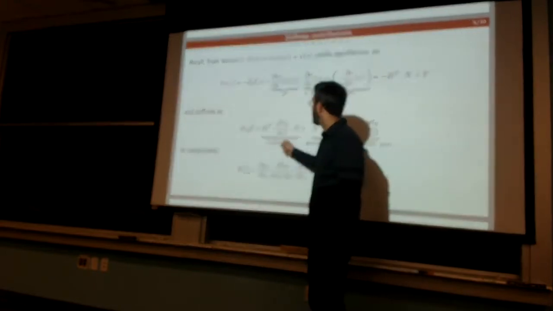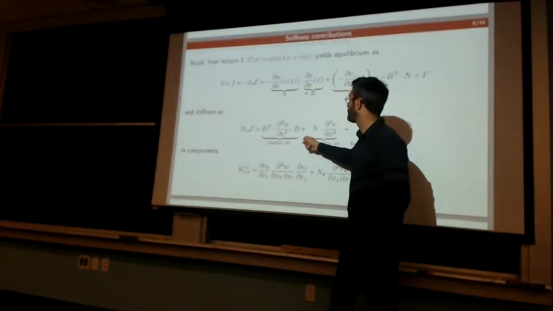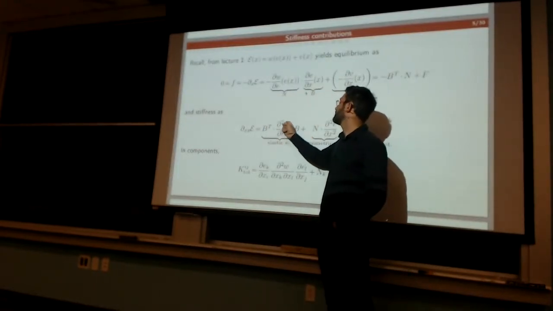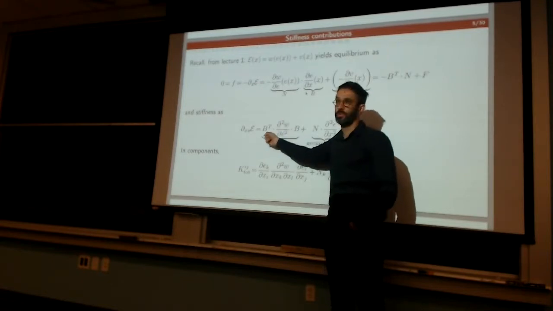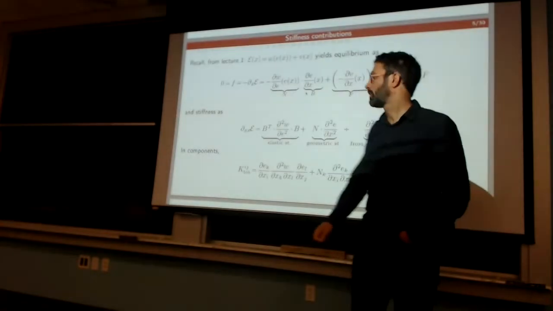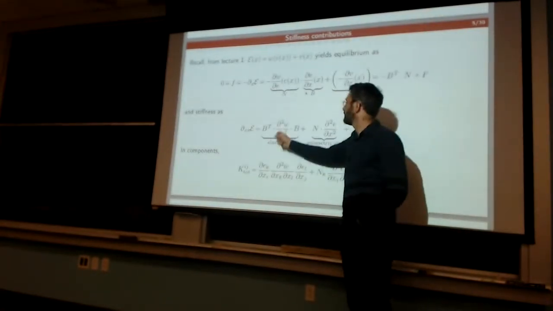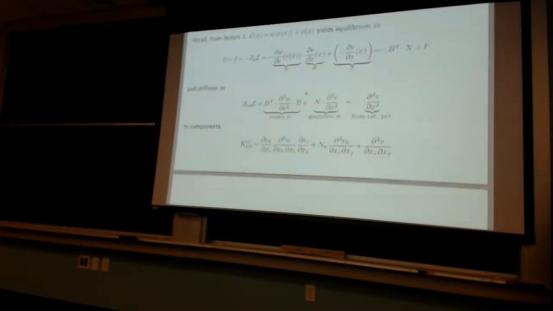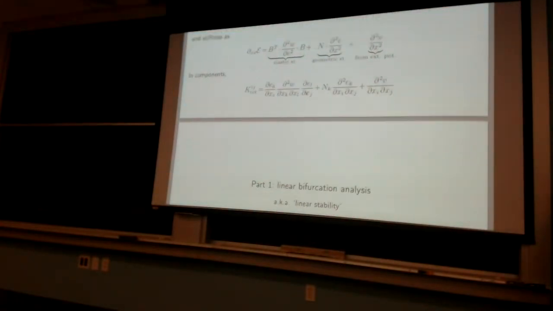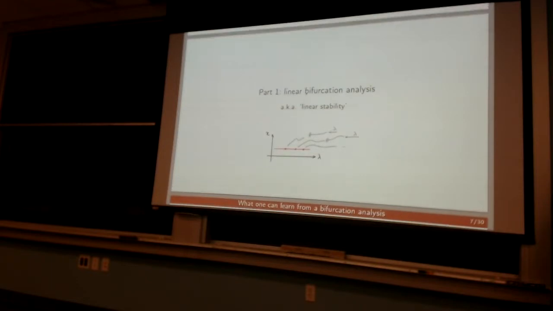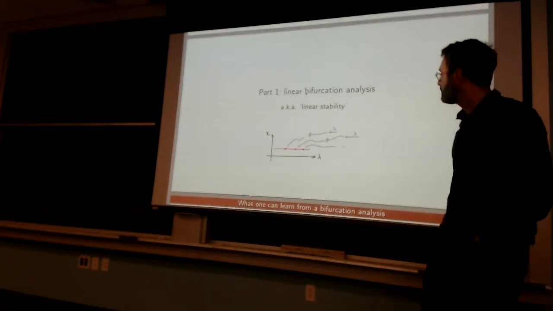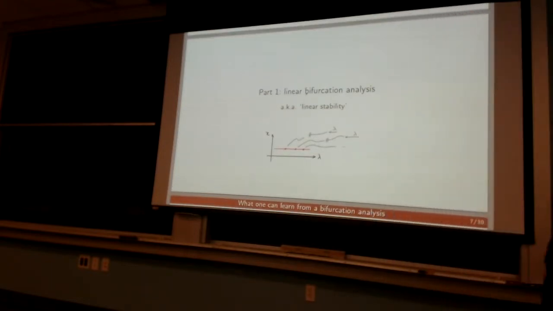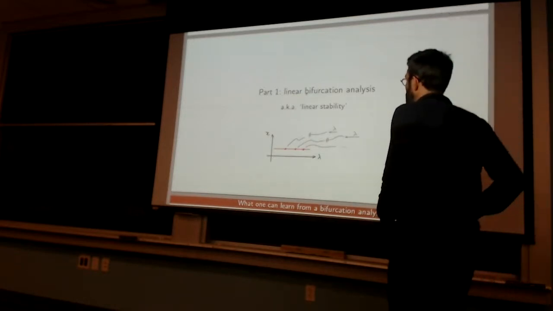And the other, elastic stiffness, is essentially the matrix of moduli. That's the second variation of the elastic energy with respect to the strains. So again, we'll see that appearing. You just need to have in mind the form of these shapes. Okay, so let me dive into part 1 of the lecture, which would be linear stability.